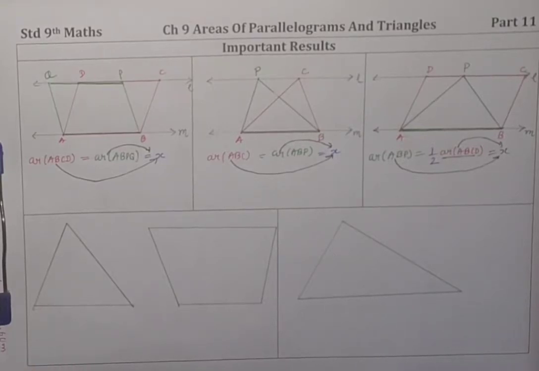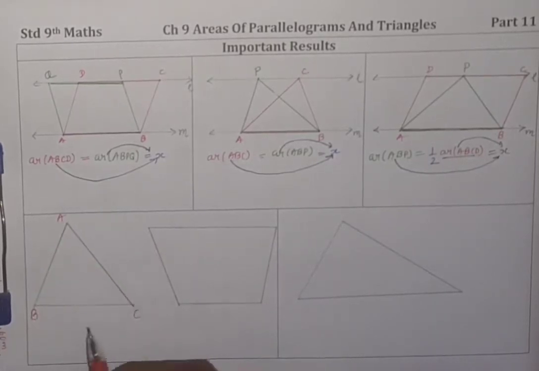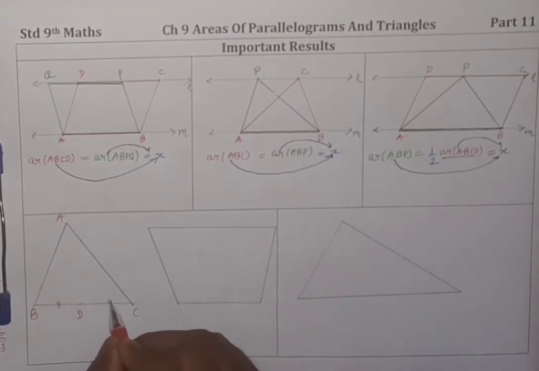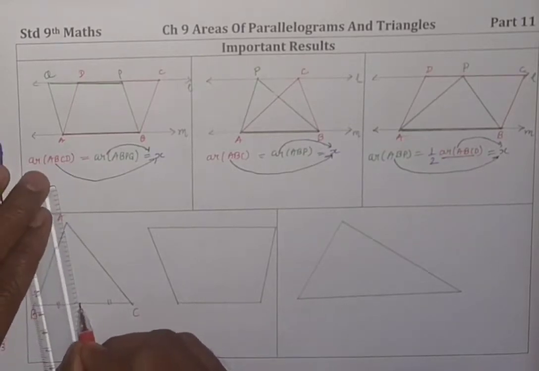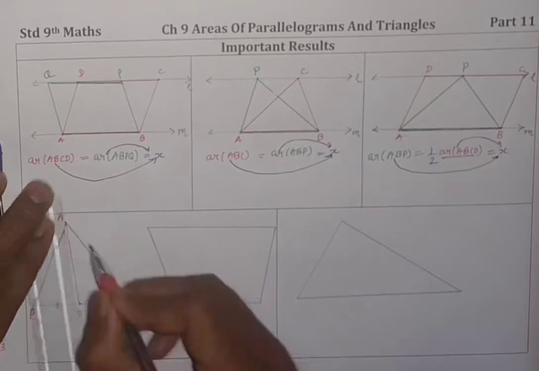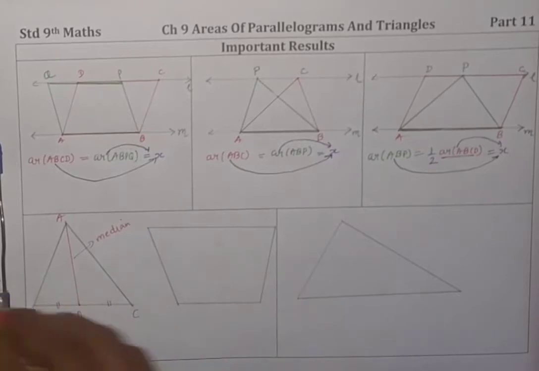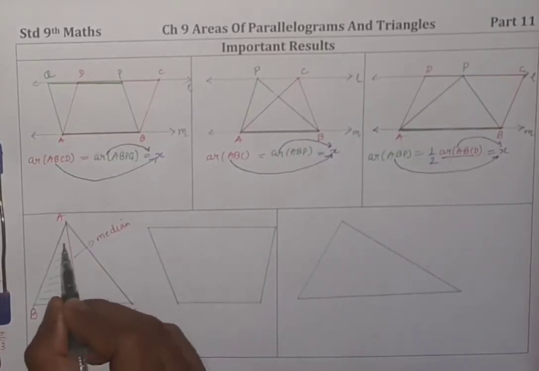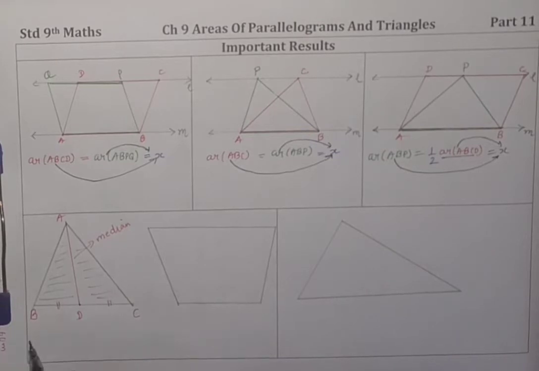Now, here is one triangle ABC, and D is the midpoint of BC. If I draw AD, it is called a median. Alright, children. So a median gives you two triangles, one is ABD and the other is ADC. Children, they always have equal area.